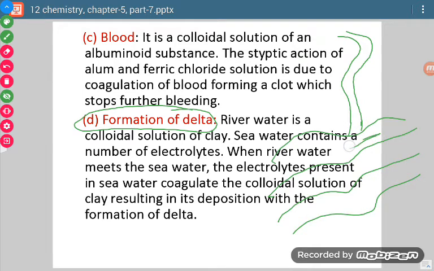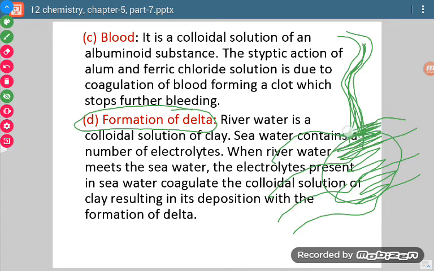In the sea there is dissolved salt. Okay, sea water is salty. So those salts present in the sea act as electrolyte, and the river is bringing so many minerals dissolved in water, which is acting as a colloidal sol. So those particles get coagulated at the point of junction where these two waters meet, river water and sea water. Where the water meets, there they get coagulated and they settle down at the bottom.